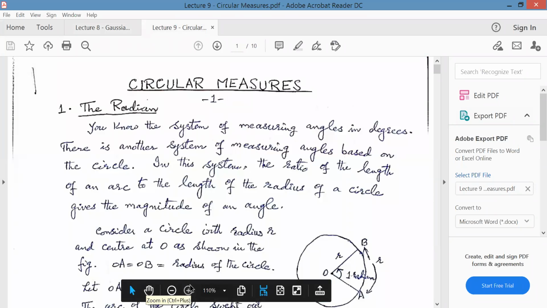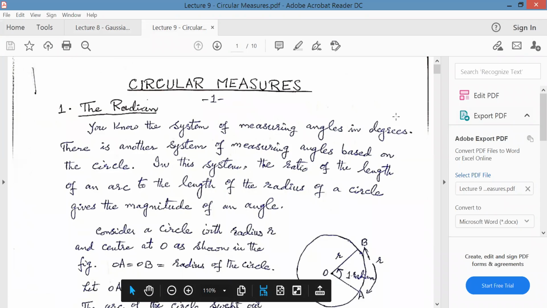Well, gentlemen, in front of you on the screen, it is shown as circular measures. The first thing you will study is what an angle is in the radian form. In degrees, you have been studying since long, right from your childhood. What's the radian? See the concept.